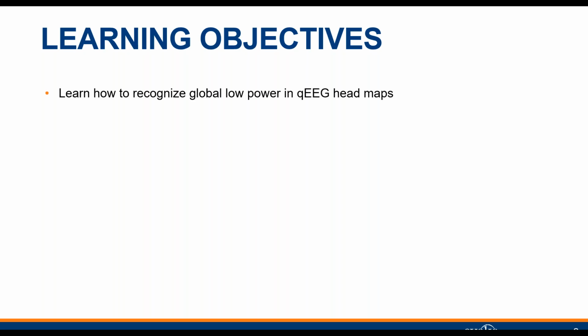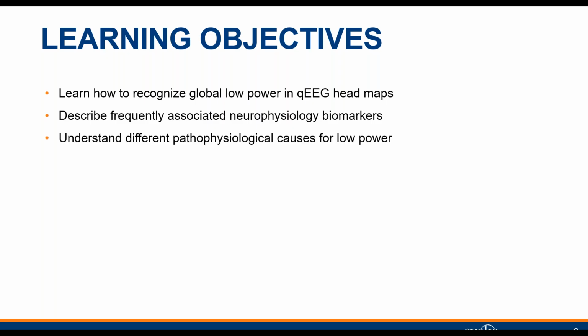So learning objectives for today. First off, we need to recognize global low power in our QEEG head maps. I want you to be able to describe the different biomarkers that are often seen in conjunction with blue brain. So there are two different biomarkers that we see that usually correlate when blue brain pops up, and recognize different symptoms that can go along when you see those biomarkers. I want you to understand the different pathophysiological causes for this global low power. That'll be a really large component of today's talk, understanding why we see blue brain.